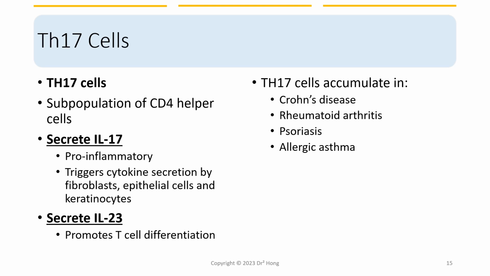Th17 cells can also secrete IL-23, which has a role in promoting T cell differentiation in diseases such as Crohn's disease, rheumatoid arthritis, psoriasis, or allergic rhinitis. Now, in these diseases, Th17 cell accumulation has been associated, and because IL-17 and IL-23 play such an important role in autoimmune disease development, there are specific monoclonal antibody treatments that target these cytokines.